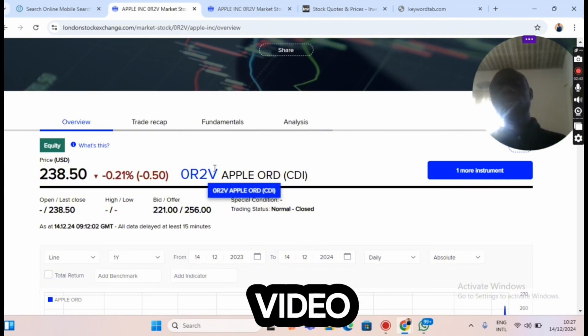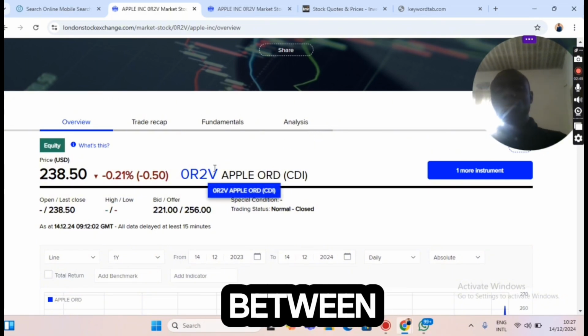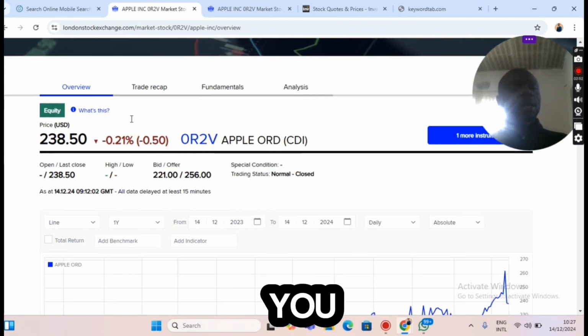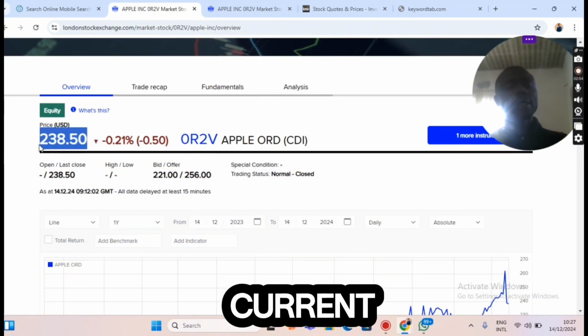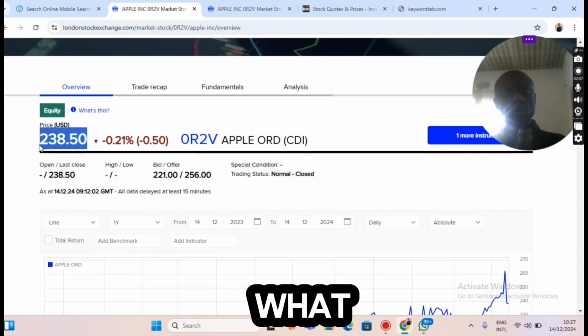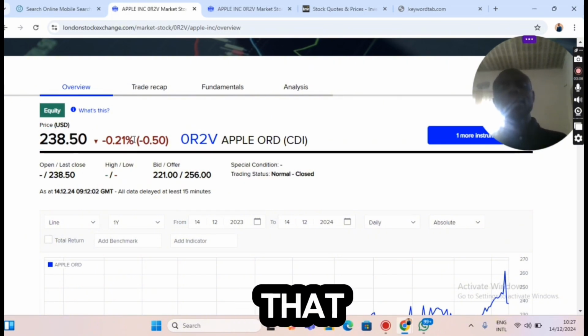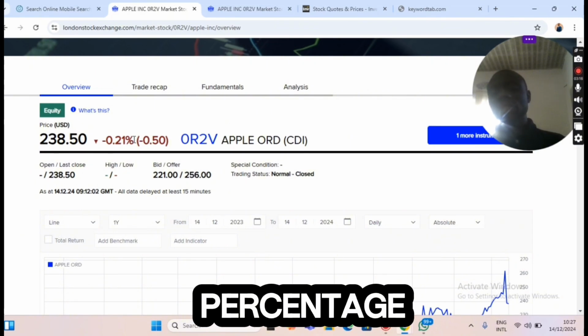In my next video, I will teach you the difference between fundamental analysis and technical analysis. That one is for another day. Now, when you look at this, this is the current market price, which is $258.50. You can see that this is the current market price. This minus 0.1% indicates that the price has decreased by this percentage.